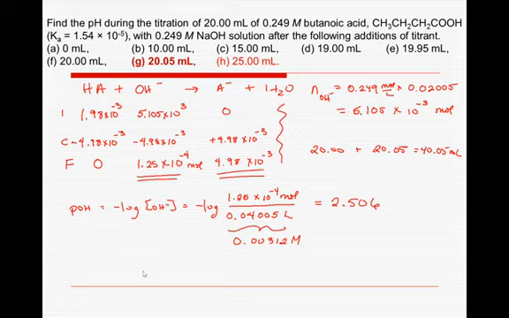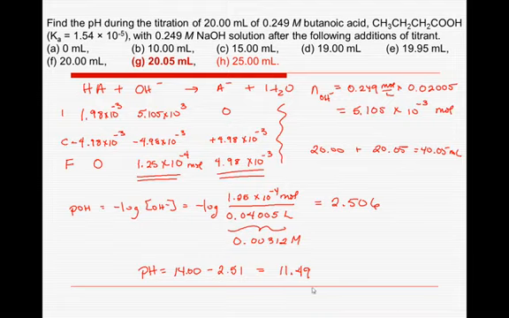To get the pH, we will take 14 minus 2.51, and we will obtain a value for the pH of 11.94. Sorry, that's not correct. 11.49. I said it with dyslexia. Okay, so there's your value of the pH. We stop and think, should it be above 7? Certainly. We have a base left over, so it should be above 7.